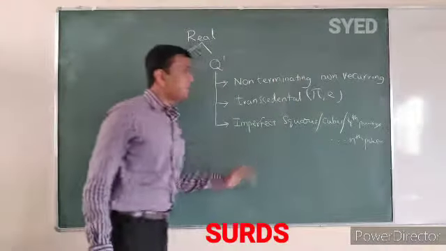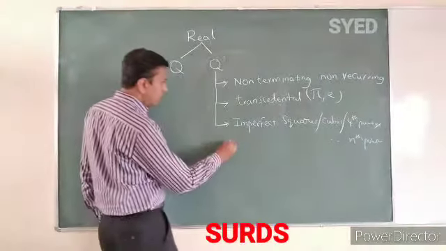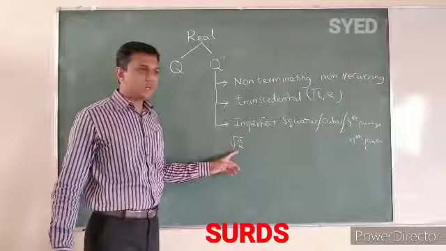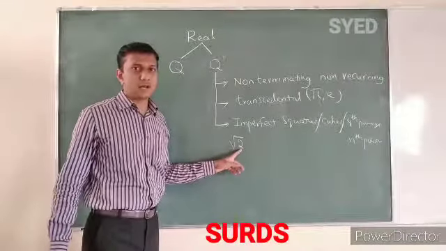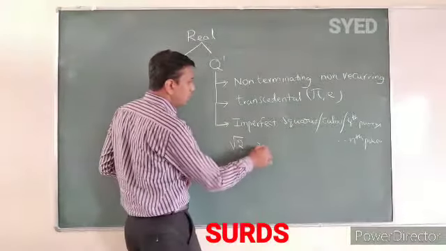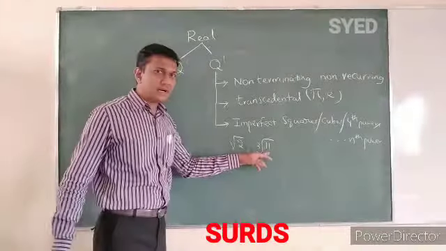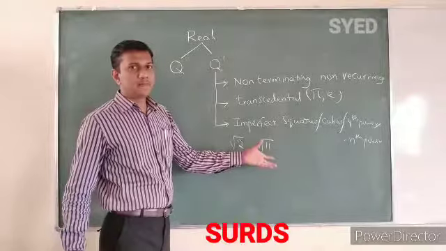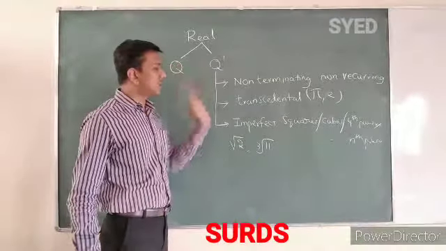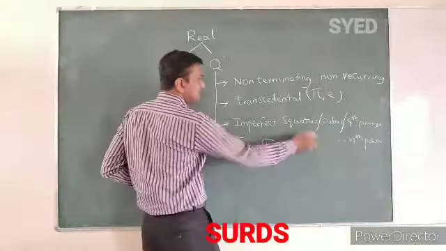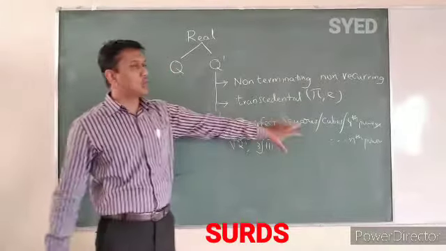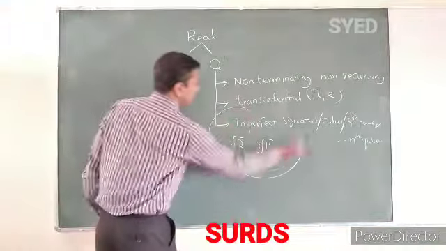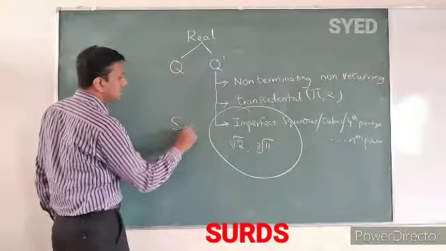What's the meaning of imperfect squares? Take square root 2. Can we calculate the square root of this? So 2 is an imperfect square. Cube root 11: can we calculate the cube root of 11? Even if you calculate, you will not get a rational number, it is an irrational number. So all these types of imperfect squares, cubes, fourth powers, nth powers are considered as surds.